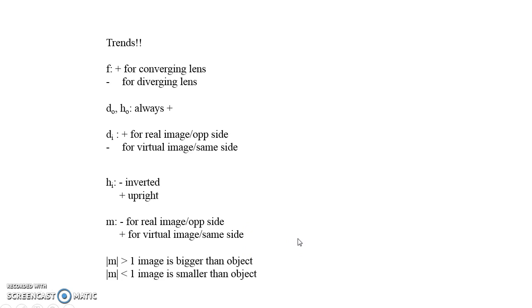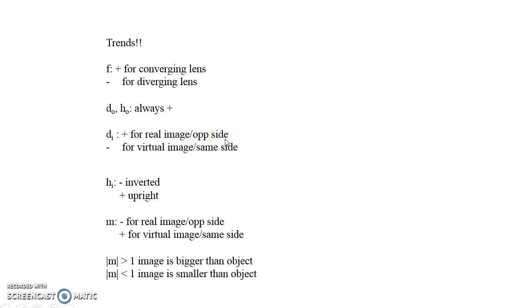All right, so these are trends. If you haven't been taking notes, I would stop the video, go back, write down those notes, and definitely put this list into your notes. So just to go through pretty quickly, we use a positive F for converging lens, a negative F for diverging lens. If you say that DO and HO are always positive, then that's going to mean that DI is positive for a real image, which in this case is going to be on the opposite side.